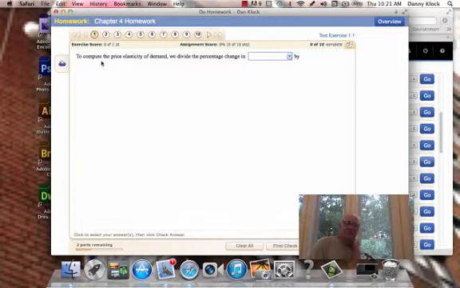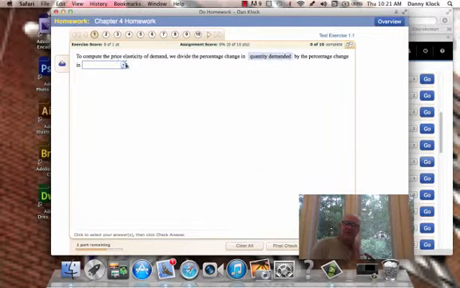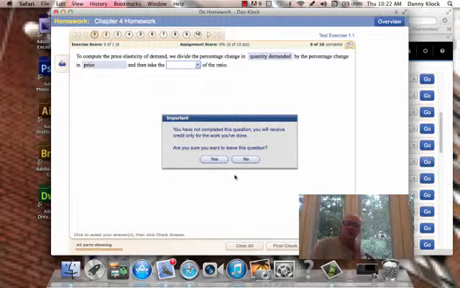So to compute the price elasticity of demand, of course, we divide the percent change in quantity demanded by the percent change in price, quantity divided by price. Again, new minus old divided by old in quantity, and new minus old divided by old in price, right? So there'll be a couple of questions on that coming up. Yep, I'm good. Let's go on to number 2.